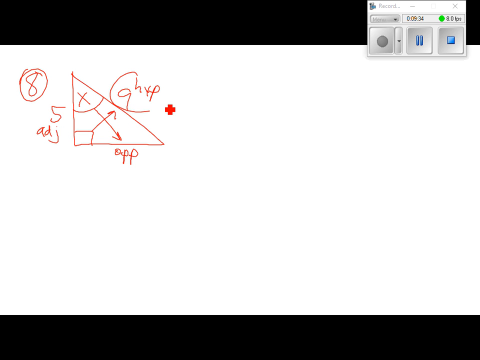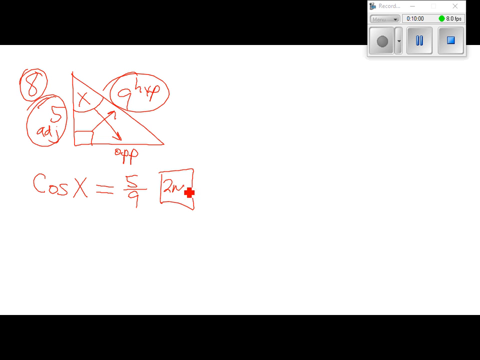We're looking at the hypotenuse and the adjacent leg, and in your SOHCAHTOA, the one that deals with adjacent and hypotenuse is the cosine. So when we go to set up our equation, we'll get cosine X equals A over H, or adjacent over hypotenuse. So 5 over 9. This is the one where on your calculator, first thing you got to hit is second.